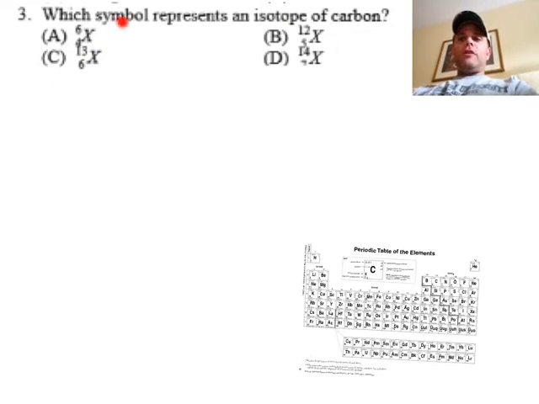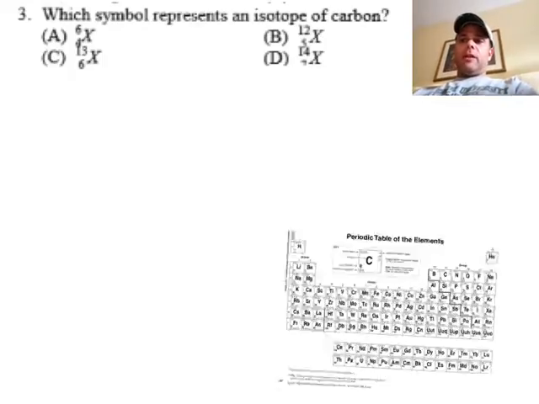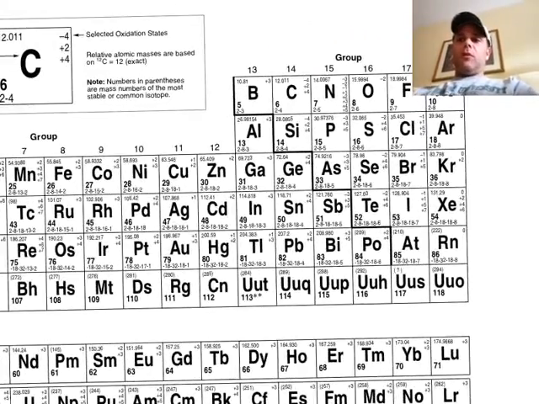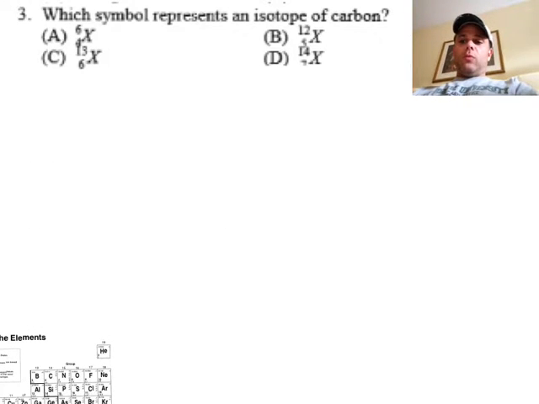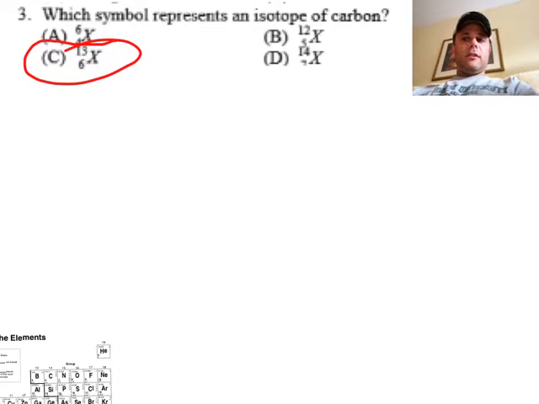Number 3. Which symbol represents an isotope of carbon? So we are looking for an element that has the same atomic number as carbon. So let's investigate our periodic table and see what atomic number we are looking for. As it turns out, carbon has an atomic number of 6. It has 6 protons. So which one of these has an atomic number of 6? And there it is. So the answer is C.